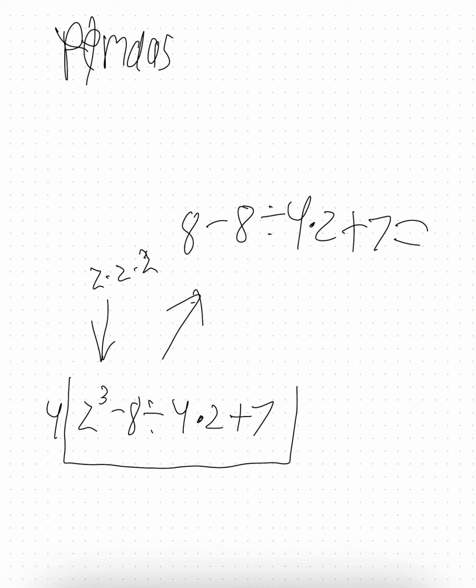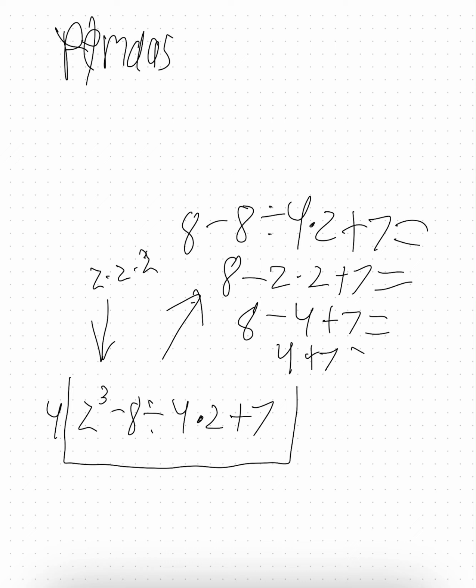Okay. So let's do the division. So let's do 8 divided by 4. What is 8 divided by 4? That's 2. So we have 8 minus 2 times 2 plus 7. What does that equal to? 2 times 2, as you should know, is 4. And then 8 minus 4 is 4 plus 7 equals, what is 4 plus 7? It's 11.